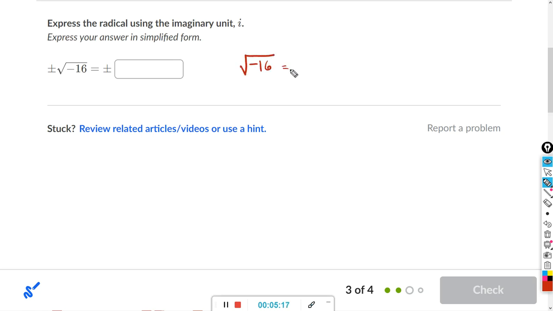Square root of negative 16. Factor out the square root of negative 1, and we have positive 16. Square root of negative 1 is just i, and the square root of 16 is just 4. So we have i times 4, that's just 4i. So it's just 4 times i, but we can write 4i.